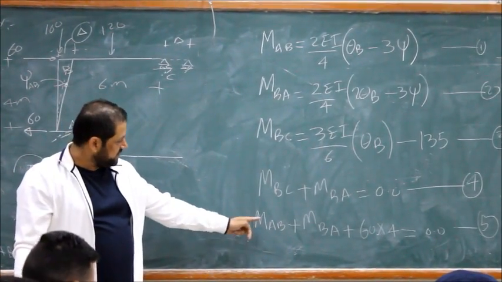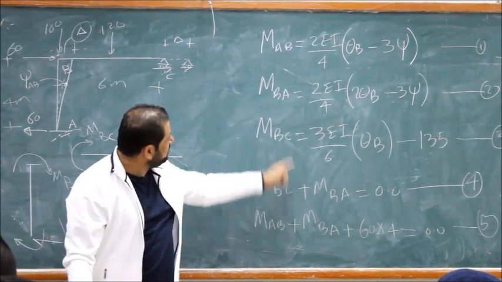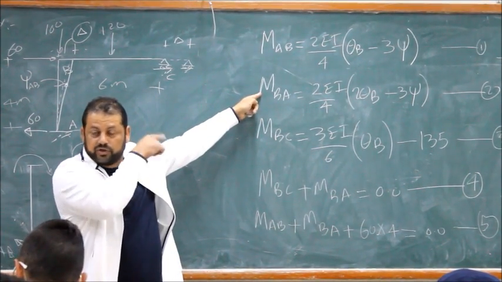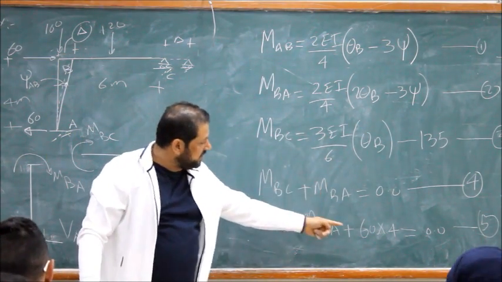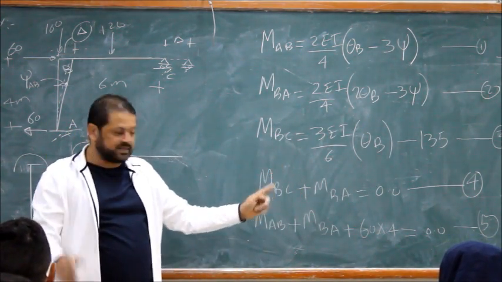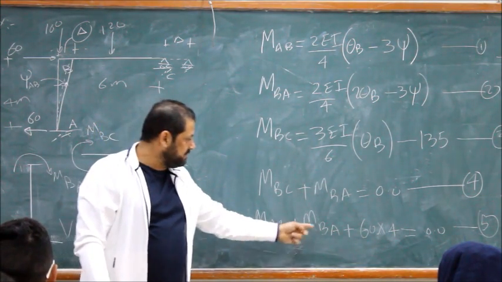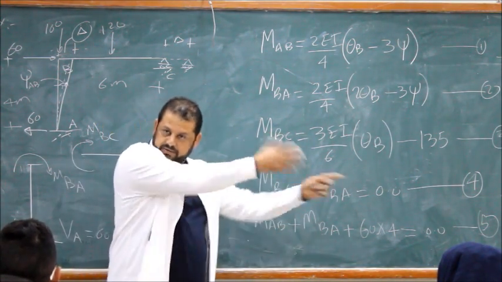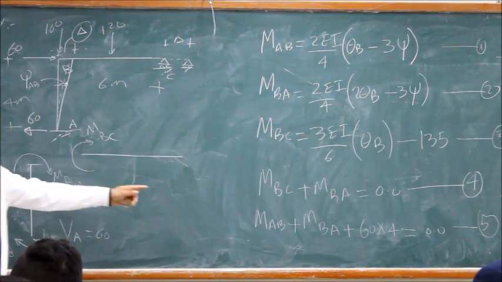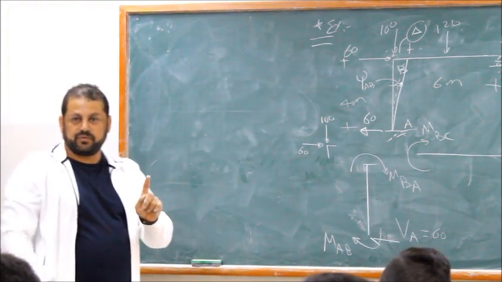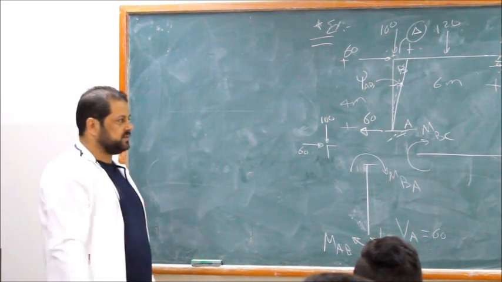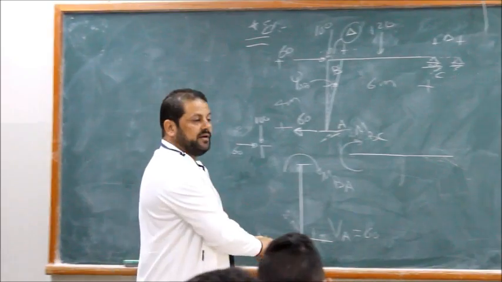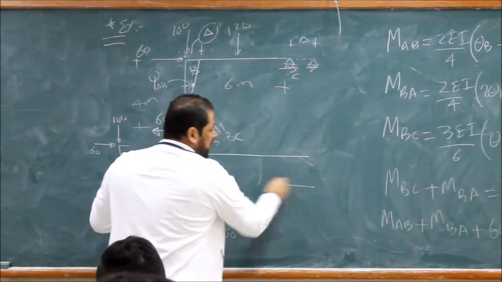MAB plus MBA, this is not continuity, plus the shear times the length equals 0. Or you can say MAB over the length plus MBA over the length plus the shear equals 0. That's your fifth equation. So when you have sway, we have to use this equation and take advantage of it. Good? Easy. Next time I will not solve this one. Solve it for yourself. I will solve one like this one.